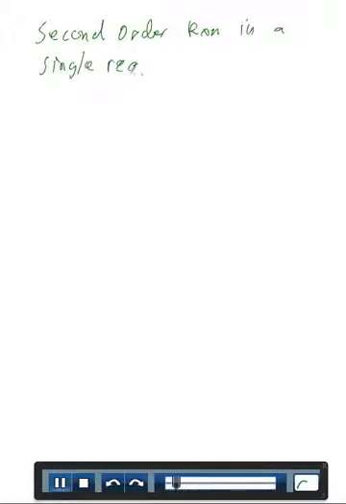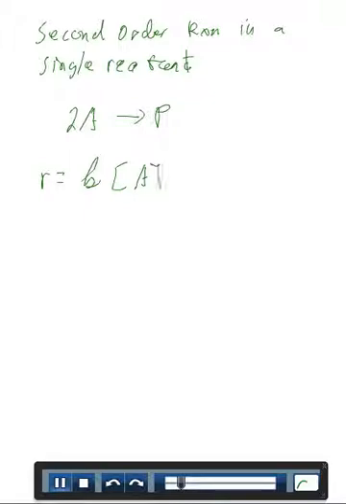Now let's consider a second order reaction in a single reactant. So this would be like 2A going to product B, and the rate would be equal to k times the concentration of a single reactant raised to the second power. So it would be second order overall, and there's only a single reactant in the rate expression.